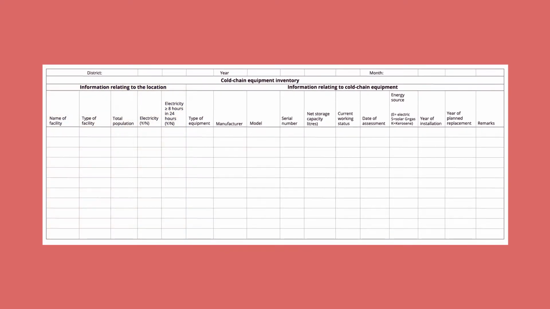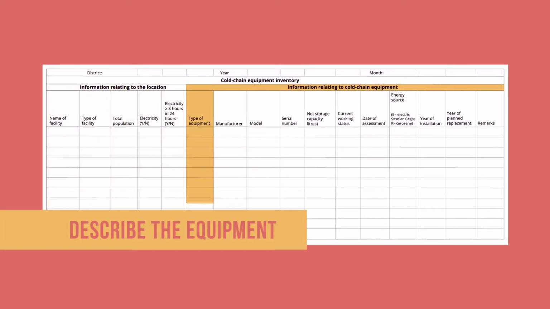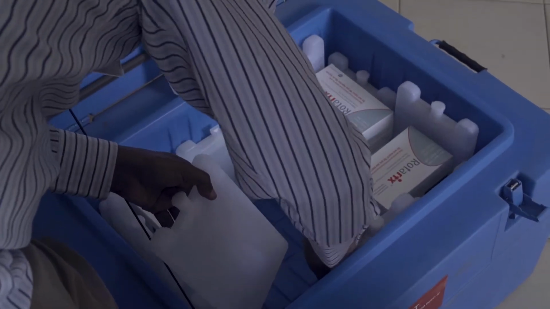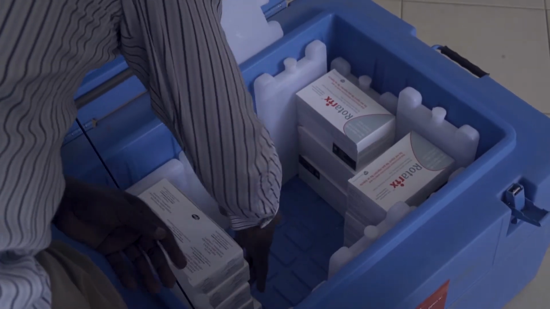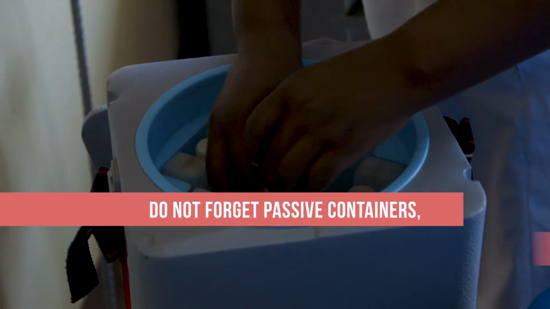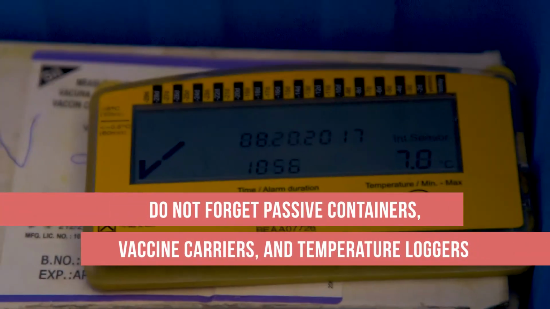Now, for each facility, record the type of equipment being used, the manufacturer of the equipment, the model and serial number of the equipment, and whether it uses electric, solar, gas, or kerosene energy. All cold chain equipment can be recorded here. So do not forget passive containers, vaccine carriers, and temperature loggers.